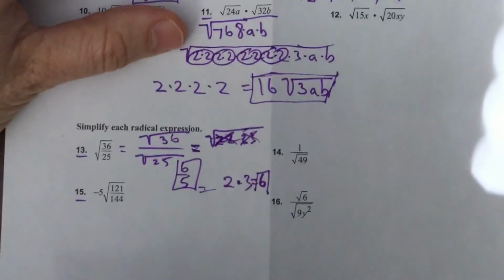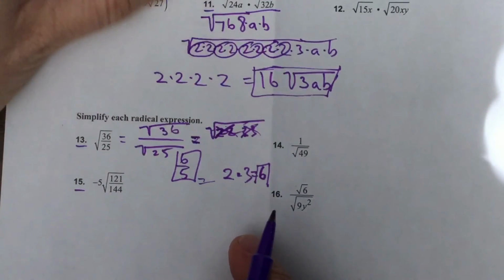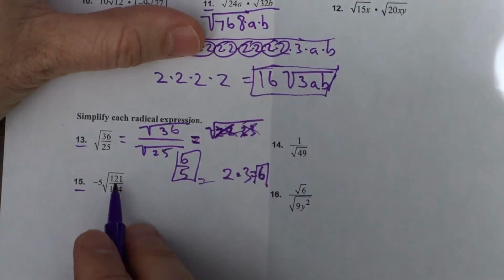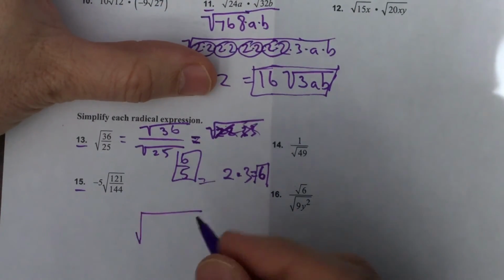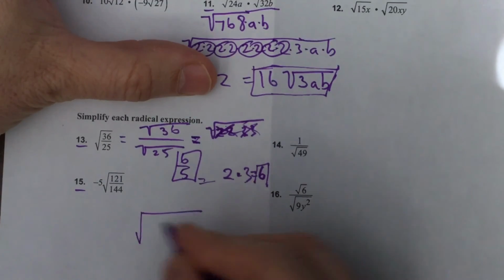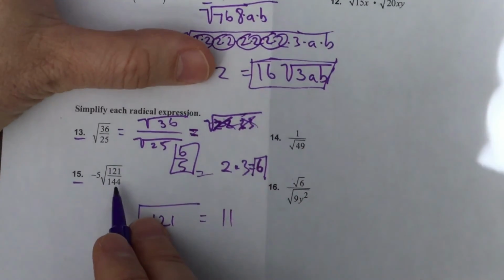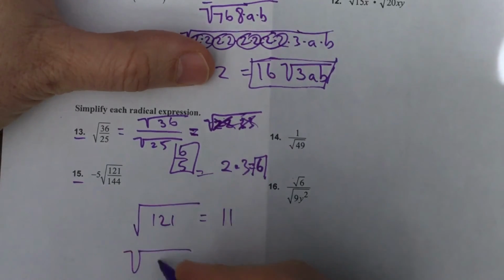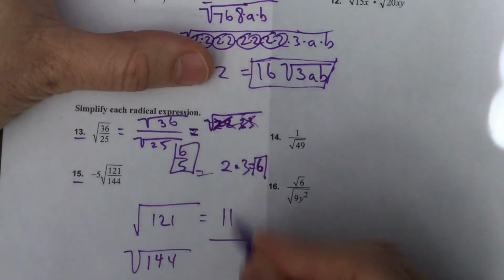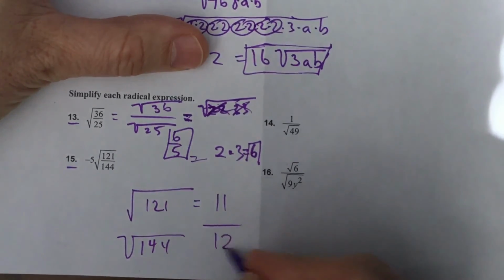The last one, I'm going to try to get it done before I run out of time. We're going to take the square root of 121. I'm going to tell you now, it's a perfect square. That's going to be 11. And then the square root of 144, if you put it in the calculator, 12 times 12 is 144. So with the fraction, you get 11 over 12.